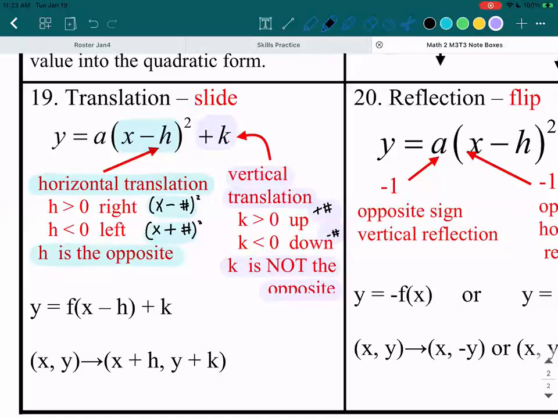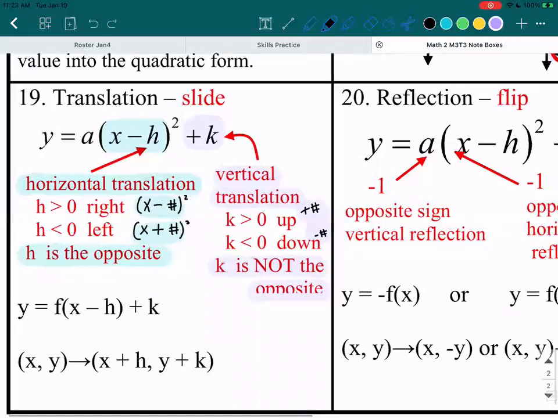And then there's different notations on the bottom over here. We will get into that later. So that's translations. That moves it up, down, left, right. Let's go to reflections in box number 20.